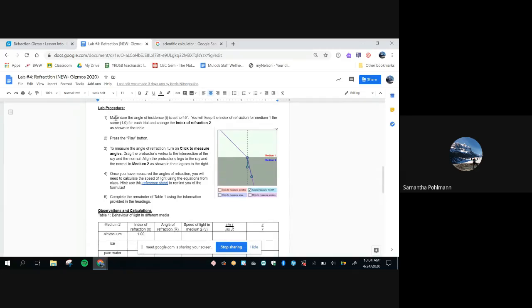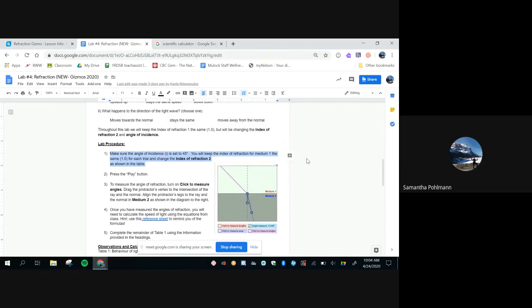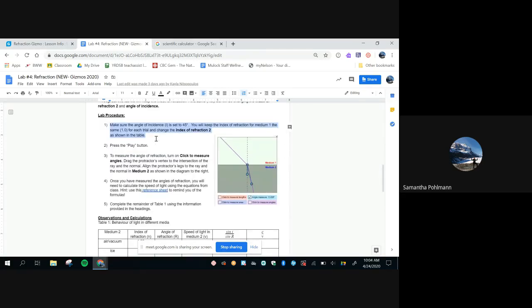So the settings have to be like this: the angle of incidence set to 45, and the index of refraction medium 1 is set to, excuse me, 1.0. So on the side here, you're going to see those settings. So that's the first part that's really important.